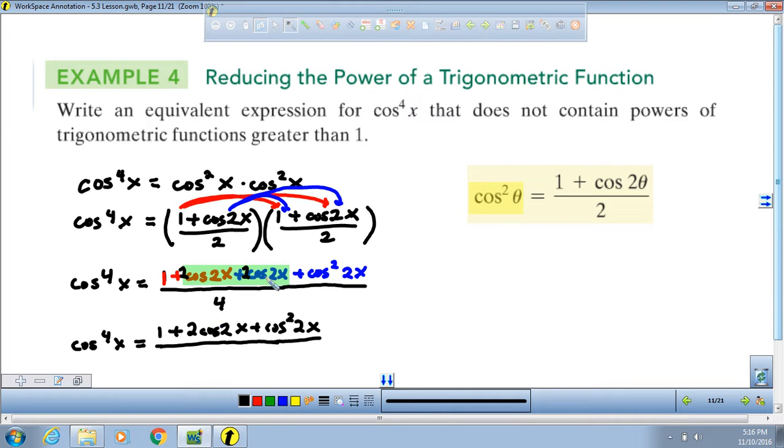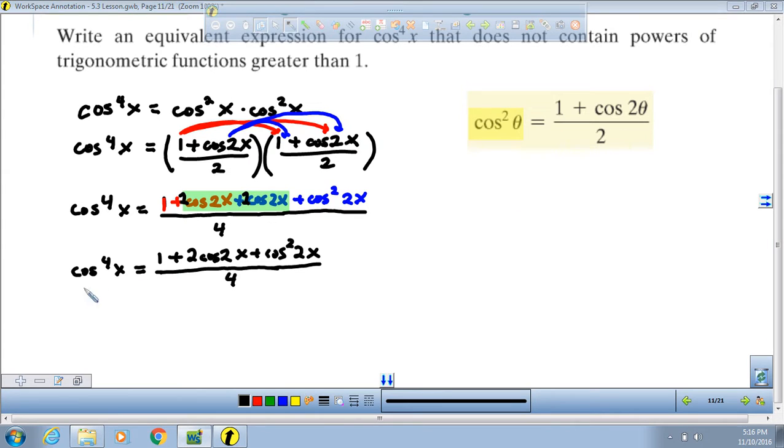I'm going to separate it into several fractions, okay? The divided by 4. So cosine to the 4th of x is going to be equal to 1/4. I'm going to divide the 1 by 4. Then the next one, 2 divided by 4 gives me 1/2, so 1/2 cosine of 2x plus, and this is a 1 in the front, so that's going to be a 1/4 cosine square of 2x.